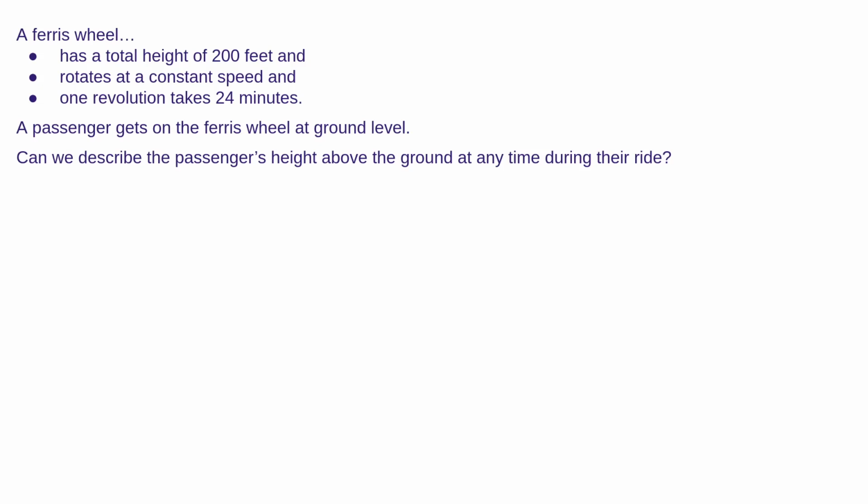One revolution takes 24 minutes. I did choose that number because it's easy to work with, but for reference, the London Eye takes 30, so this is not actually especially unrealistic for a big sightseeing kind of Ferris wheel. You're imagining that you're a passenger getting on the Ferris wheel at ground level, and we want to describe the passenger's height above the ground at any time during their ride. So height and time are the quantities we are trying to relate.